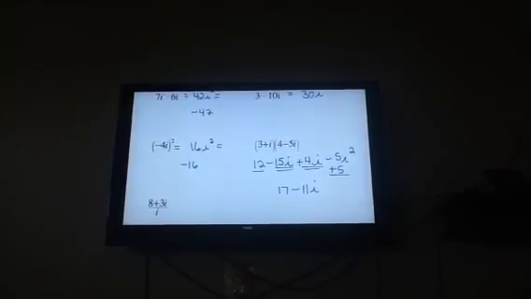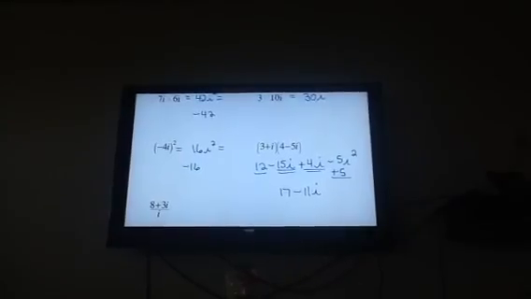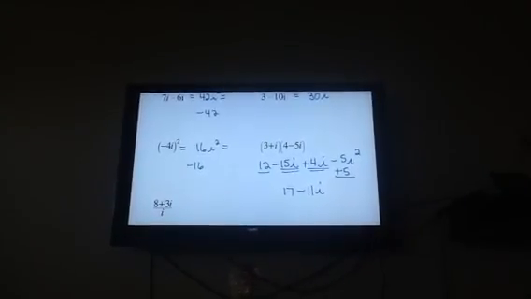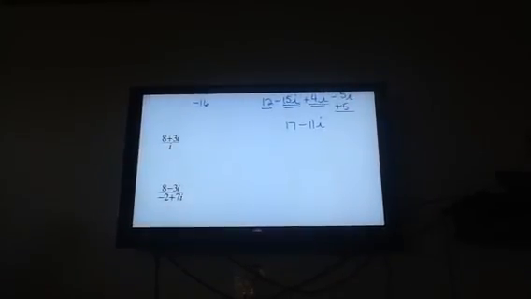So the two key things is that your i squared is negative 1, and the square root of a negative 1 is i. Those are the two rules. Okay, and we finish up with two division questions.